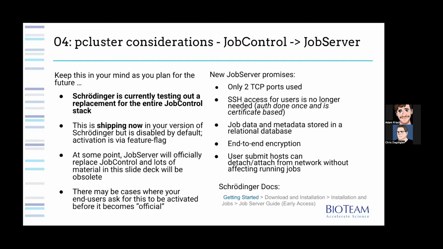The second thing I want to mention here is that anybody who's been using Schrödinger for a long time is very familiar with job control. Schrödinger is in the midst of pushing out a complete replacement for job control. They call it JobServer. If you're using a relatively new or modern version of Schrödinger, that's actually available to you right now. It's disabled by default, but it's activated via feature flag. The reason I'm putting this into this talk is that at some point, all of this information about job control is going to become obsolete because the Schrödinger folks will have switched over to the JobServer framework.